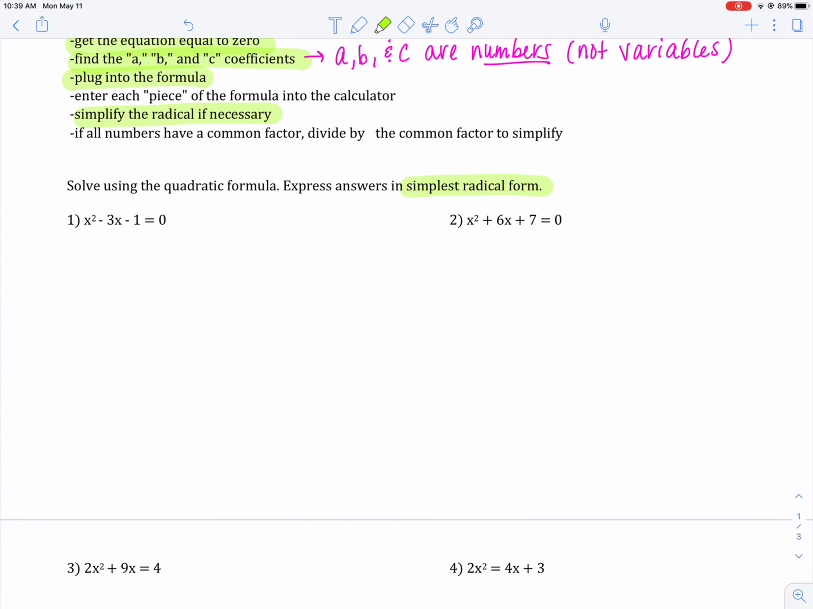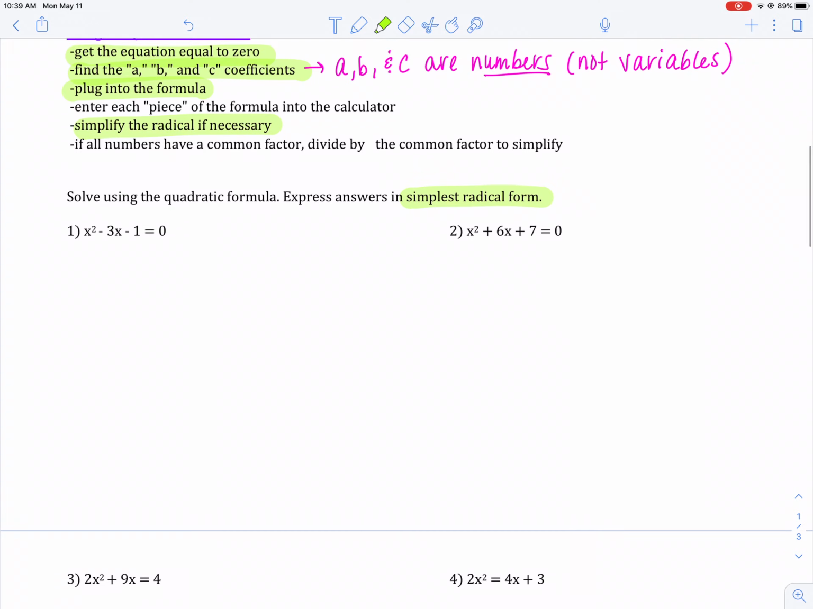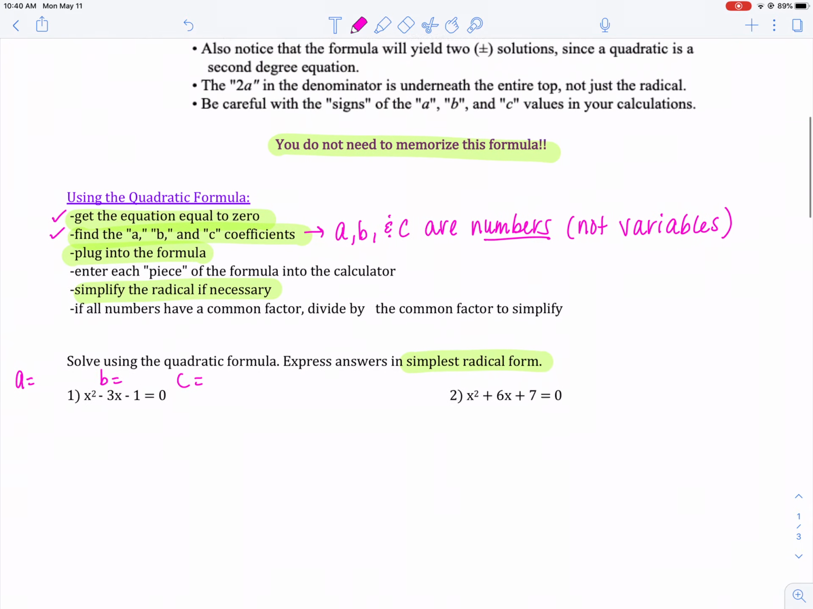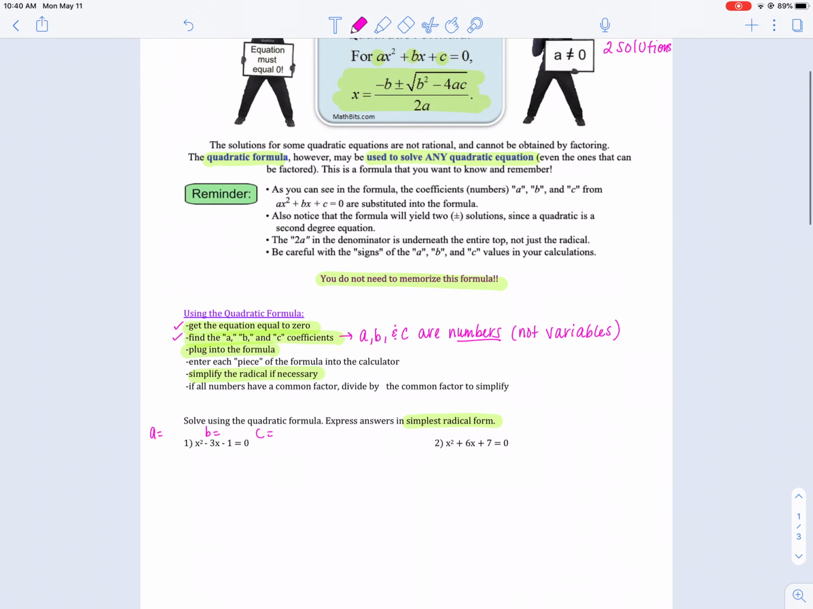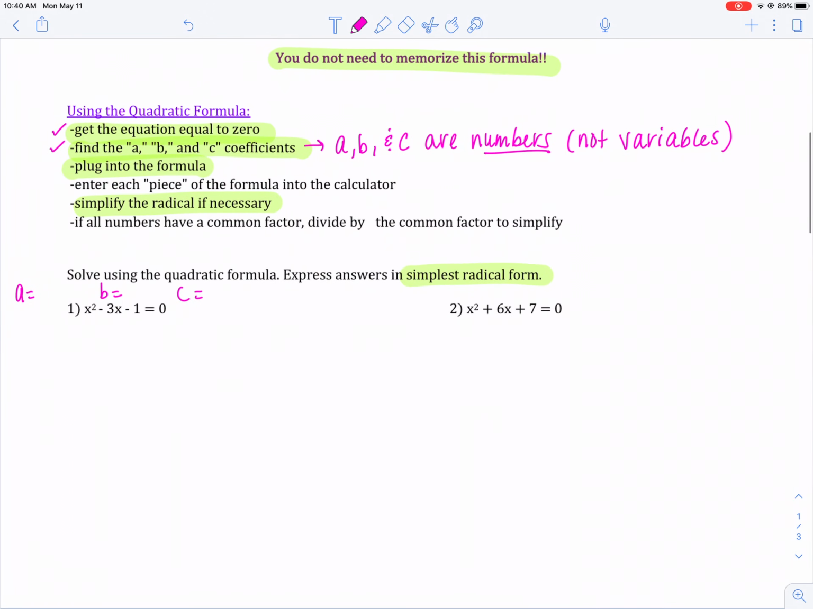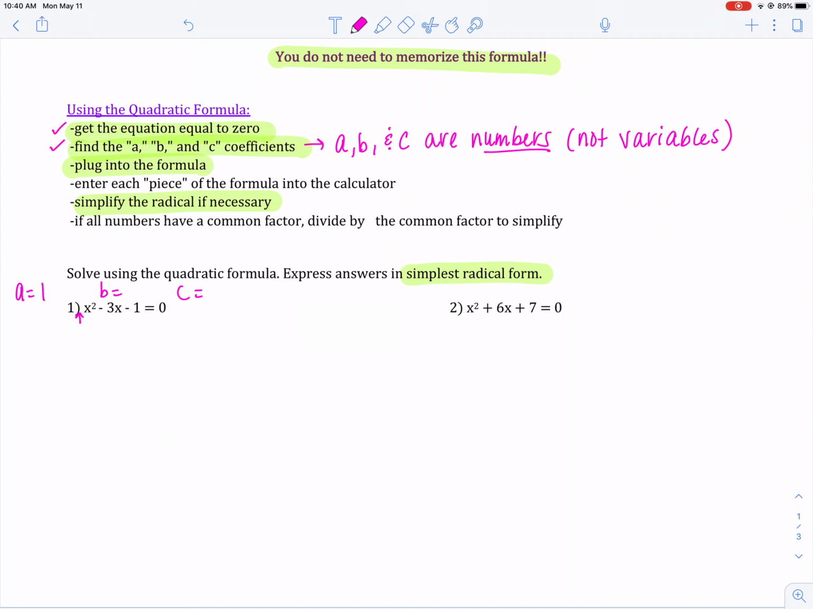So in the first example, you're going to say to yourself, is it in standard form? Is it equal to 0? Yes. So now we're going to find A, B, and C. Your A, your B, and your C values are, once again, the numbers in front of x squared, x, and your constant. So what's the number here in front of x squared? You don't see anything, which means it's a 1.